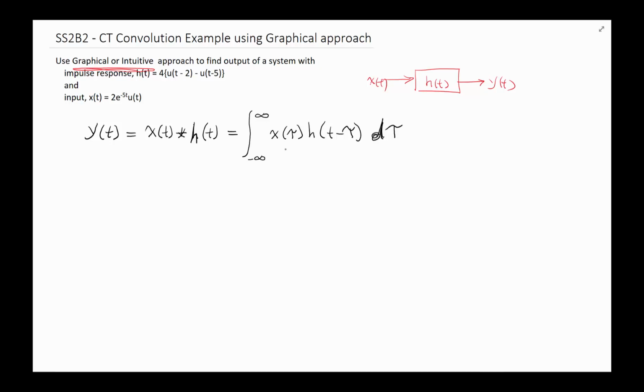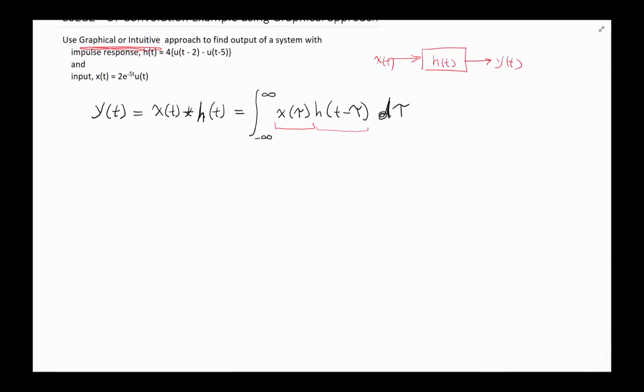Since the convolution integral integrates the product of these two, we're basically looking for places, for any given value of t, where both of these are non-zero, because if one of them is 0 and you multiply them, the whole thing goes to 0. In order for us to see where the non-zero values are, we have to do some work.